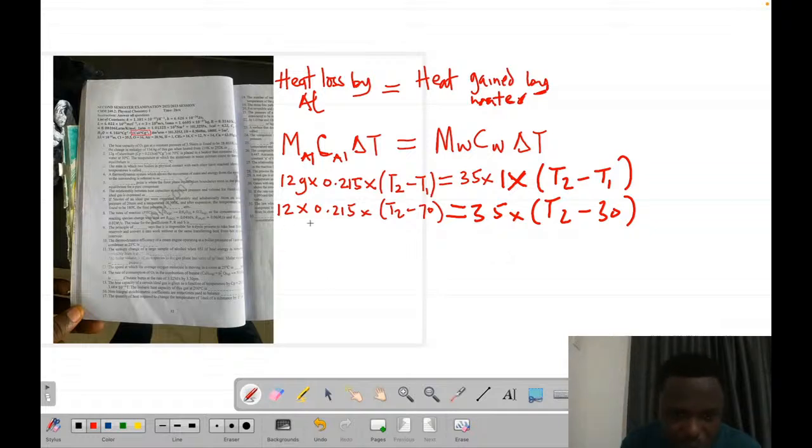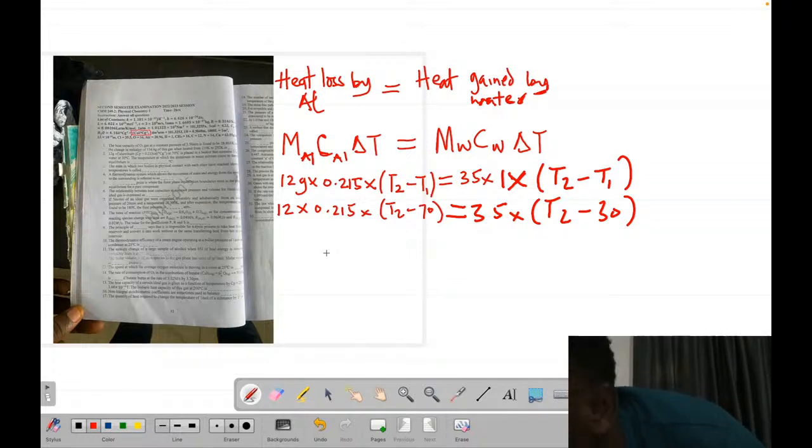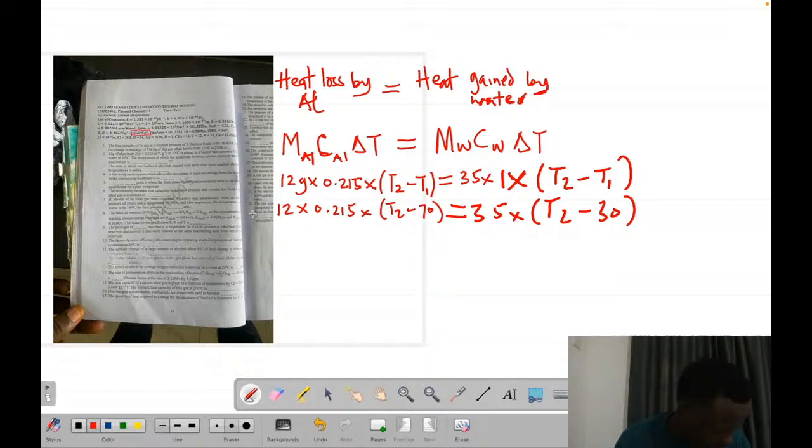If you multiply 12 times this is where I'll take some time because this calculation is going to take our time. I didn't want to solve it and post it. I wanted us to do it live at once. If you punch your calculator, this is going to give me, I think I already pressed this somewhere. This will give me, 1 minute. So this is 12 times 0.215. So we have here to be 2.58. T2 minus 70.